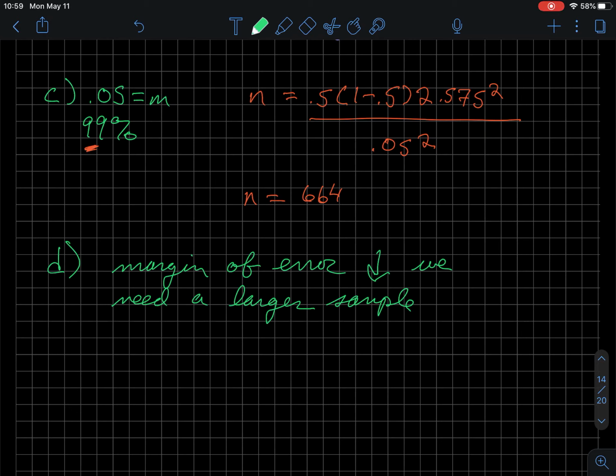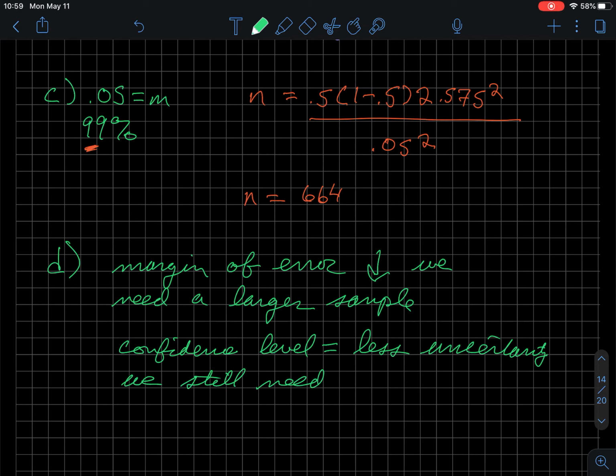And the same is true if the confidence level goes up. If we want less uncertainty, we still need a larger sample. So that's the way it would work, pretty straightforward, easy to understand.